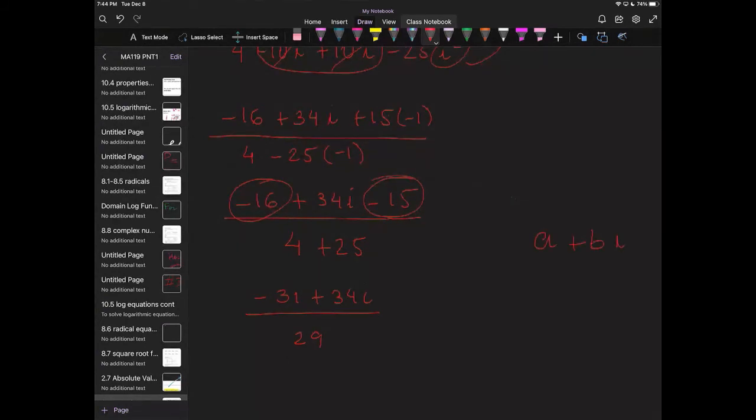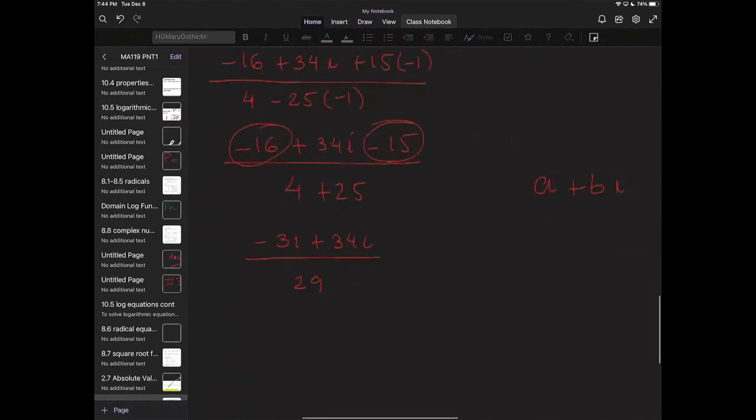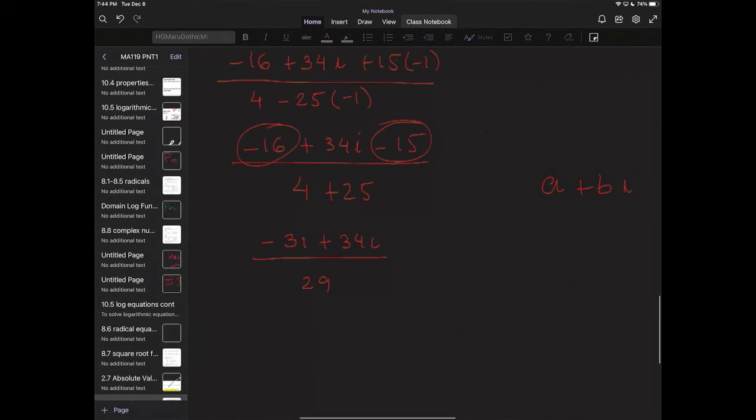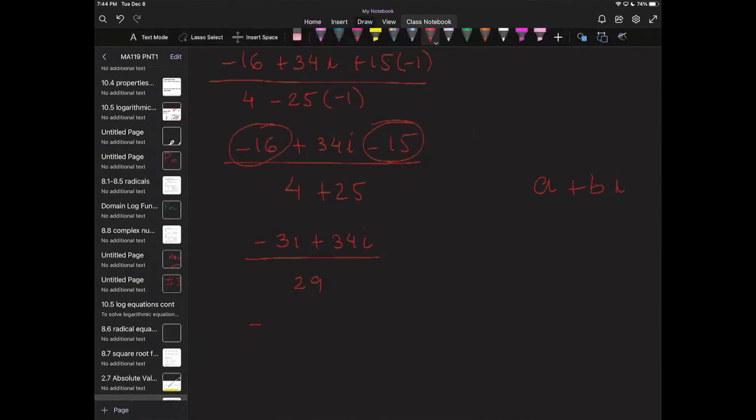So if you separate the fraction, 29 divides both -31 and 34. So if you write like this, -31 over 29 plus 34 over 29 times i, that is equivalent to this form, right? Because this is my a number and this is my b number, so a plus bi. So you kind of have to split.